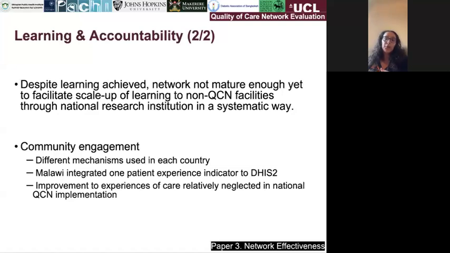Malawi achieved the most regarding this goal. They integrated, for example, one indicator linked to patient experience of care into DHIS2. All in all, the global QCN goal to improve experience of care and enable improvements in user satisfaction with the care received seems to have been relatively neglected in national QCN implementation in all countries.